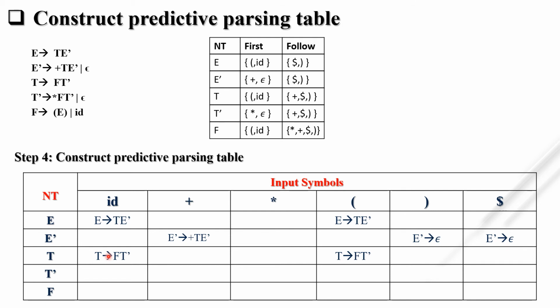Now null is not there, so we are not going to check the follow. Now T dash first is this multiplication symbol, where we get this from here. So we have to put T dash tends to star FT dash in the star column here. T dash tends to star FT dash.